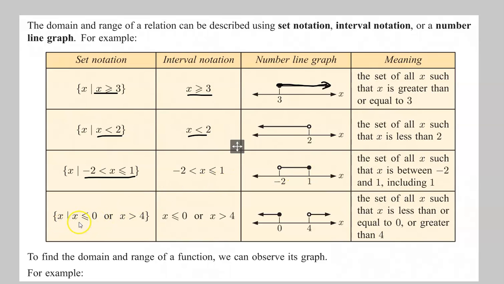Here we have 2 different intervals for x. So x is everything less than or equal to 0, or x is everything greater than 4. So you would express that over here with 2 different parts of the number line. So a point on 0 and an arrow going to the left, an open circle on 4 with an arrow going to the right.